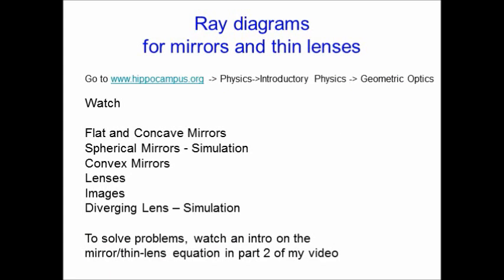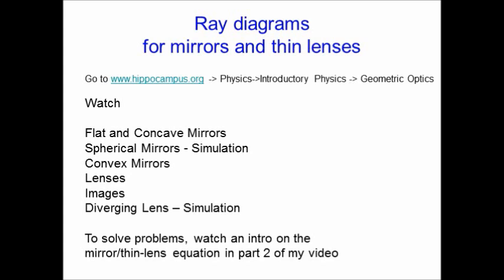Okay, so this was the simplest diagram that you could create. Obviously, the diagrams for mirrors and thin lenses will be somewhat more complicated. For the next step, I would like you to watch a few lectures at the website called hippocampus.org showing how to draw ray diagrams for mirrors and lenses. So here is a list of lectures that you would like to watch. Each of them is about 10 minutes long.